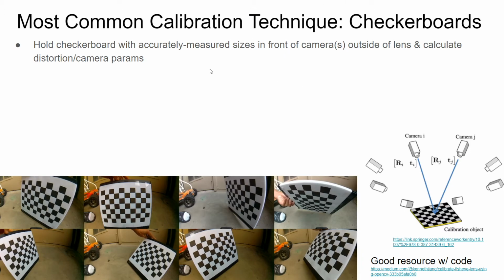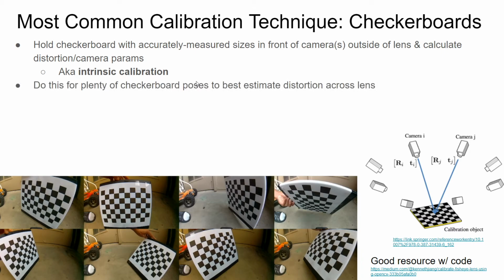Yeah, so you hold the checkerboard outside the lens and you calculate the parameters that you need to undistort it. This is called intrinsic calibration, where you're trying to figure out the distortion of the lens itself. For lenses that are very complicated, or just as good practice in general, try doing this with a lot of checkerboard poses at different angles and different positions in the camera perspective, so that you can get the best estimate of the distortion. This is more important for non-uniform lenses, but even for regular spherical lenses, it's helpful because you get a more accurate estimate.